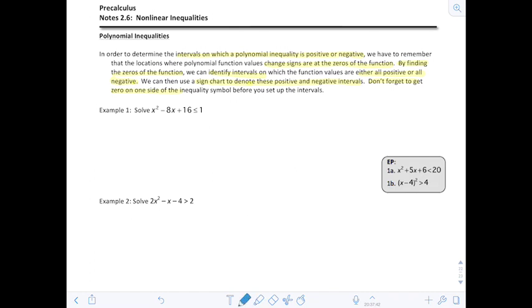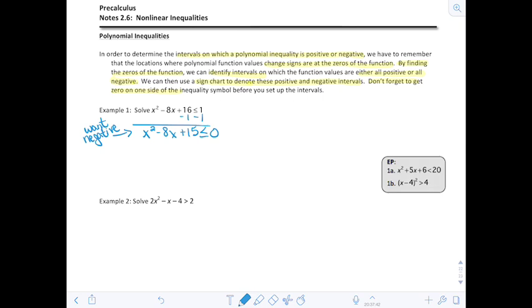Let's look at example 1. So we have this quadratic, x squared minus 8x plus 16 is less than or equal to 1. So the first thing we want to do is subtract the 1 and have x squared minus 8x plus 15 less than or equal to 0. So now that we're comparing it to 0, on the left, we see that we want this left-hand side to be less than or equal to 0, which would be negative values. So we want x values that would make the result less than or equal to 0.